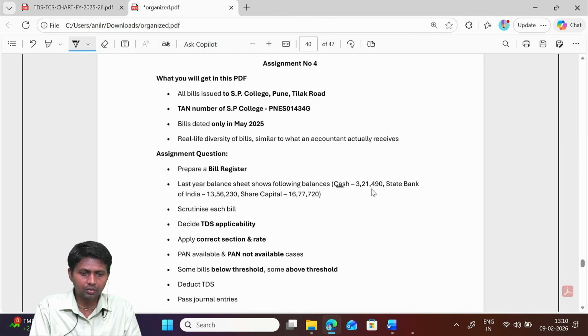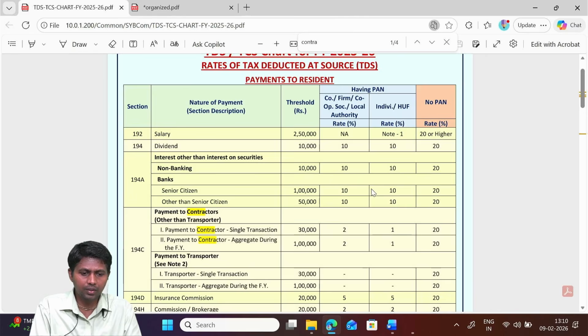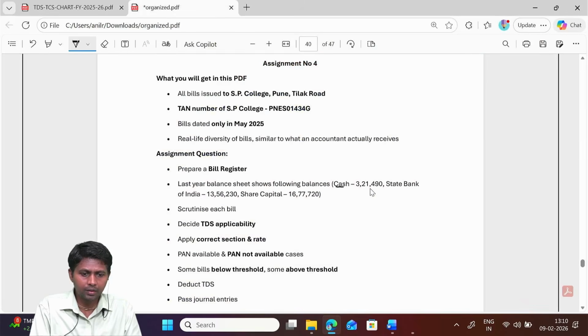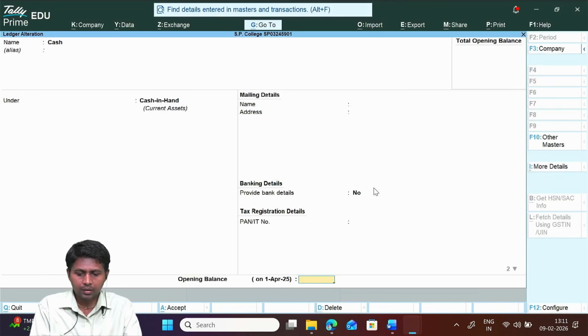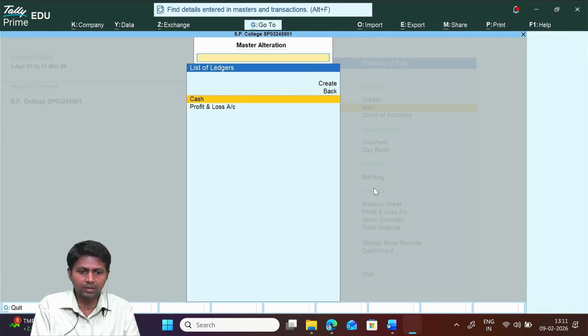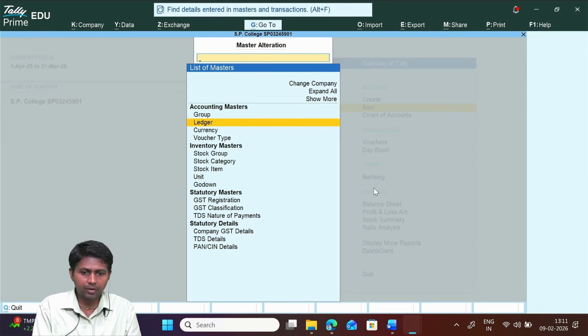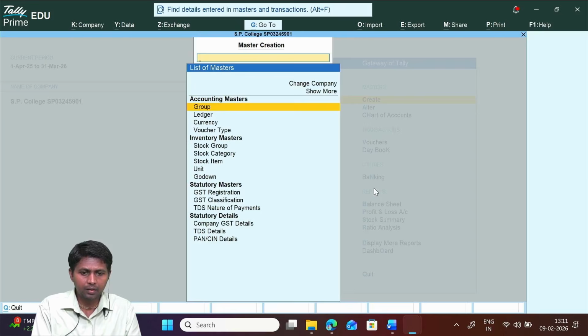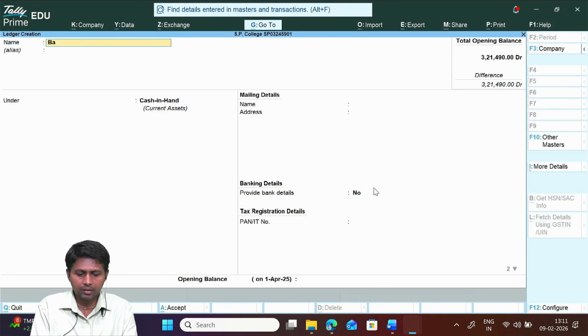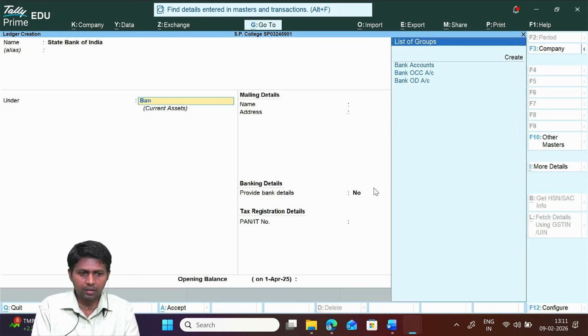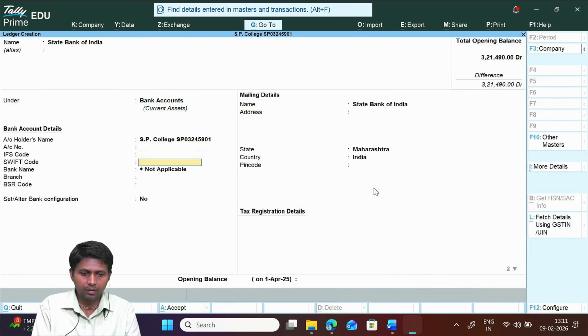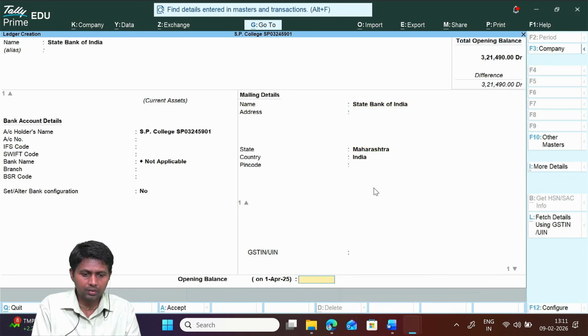3,21,490, 321,490. Update the cash balance. Then after that, bank, we don't have bank here, ledger, and say bank. Which bank? We have State Bank of India, say under bank, and then we don't have other details, therefore you can skip the given fields.